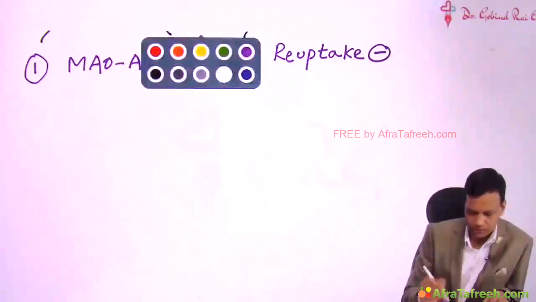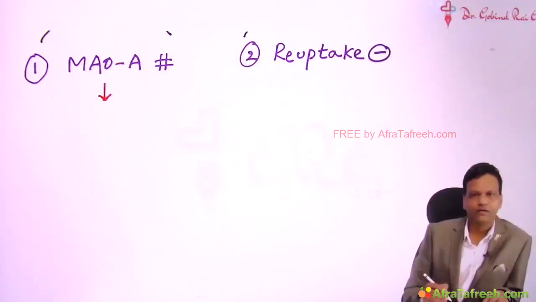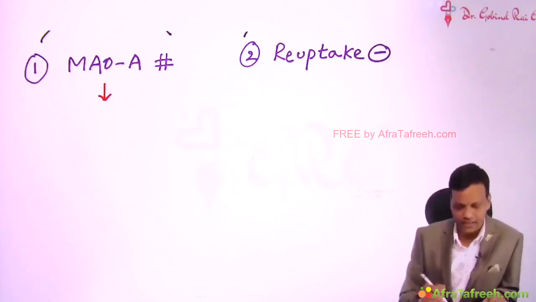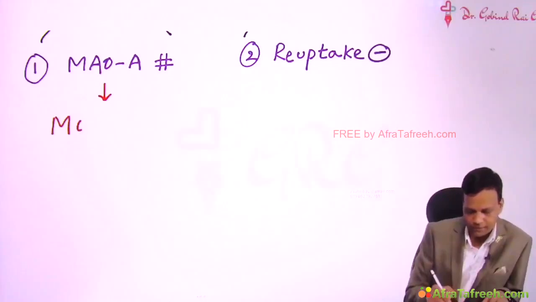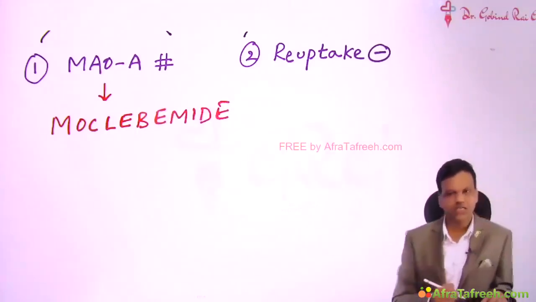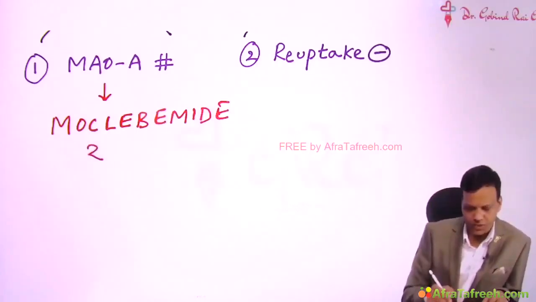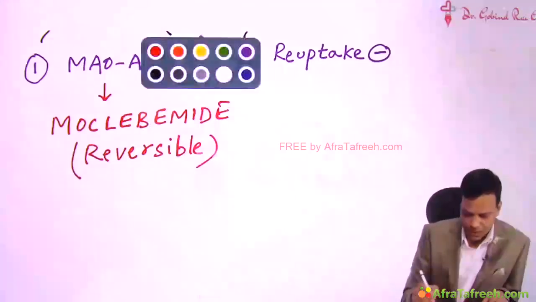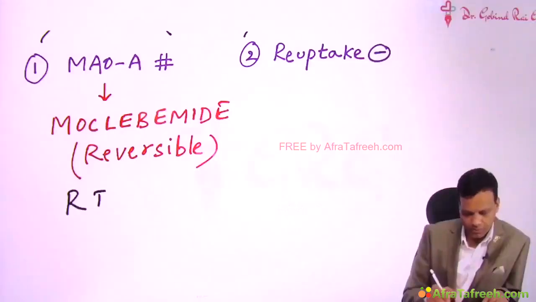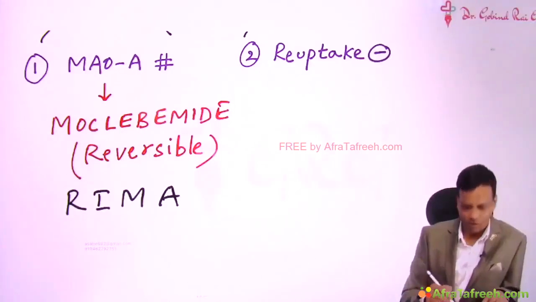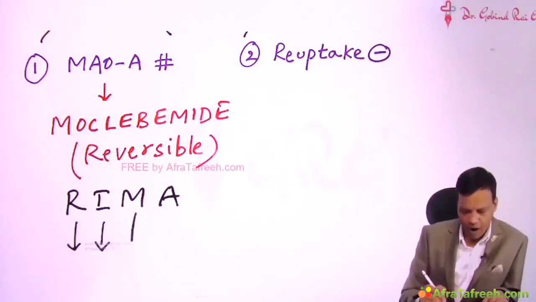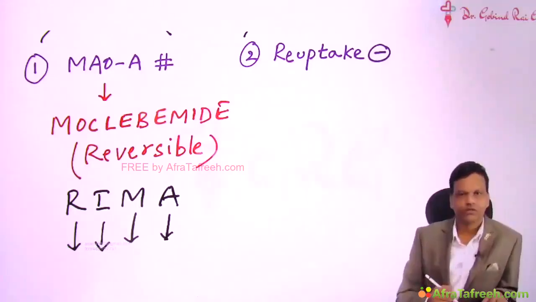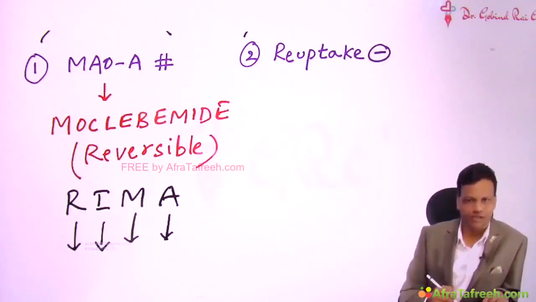Starting with MAO inhibitors, the drug acting by inhibition of monoamine oxidase A is moclobemide. This is the only MAO inhibitor which is reversible. All other MAO inhibitors are irreversible. So moclobemide is sometimes known by a short name, RIMA. RIMA stands for reversible inhibitor of MAO-A. So moclobemide can be used to treat depression.